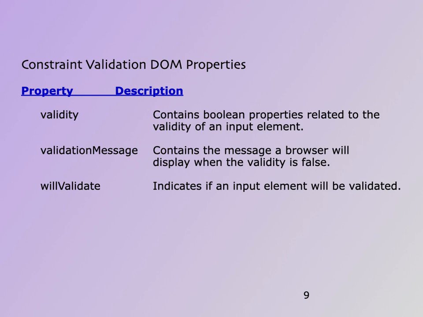willValidate indicates if an input element will be validated. So it indicates if an input element is being, or will be, validated. So these are the constraint validation DOM properties.